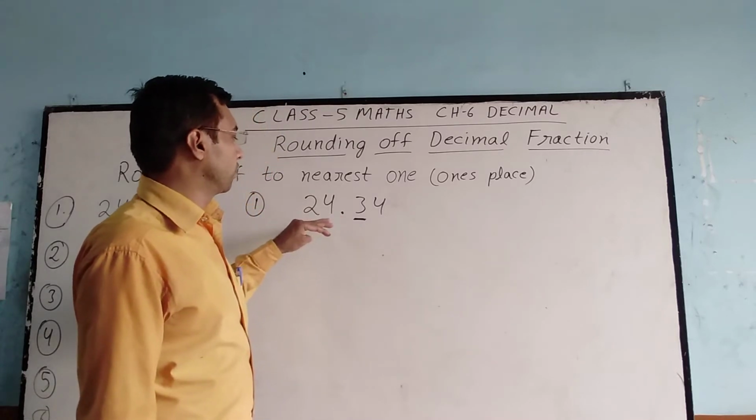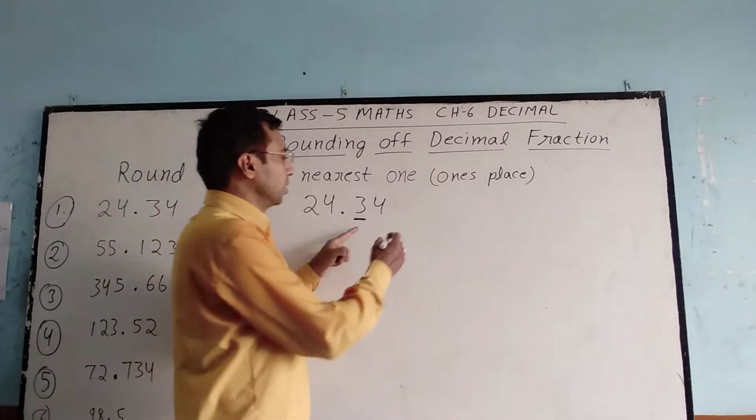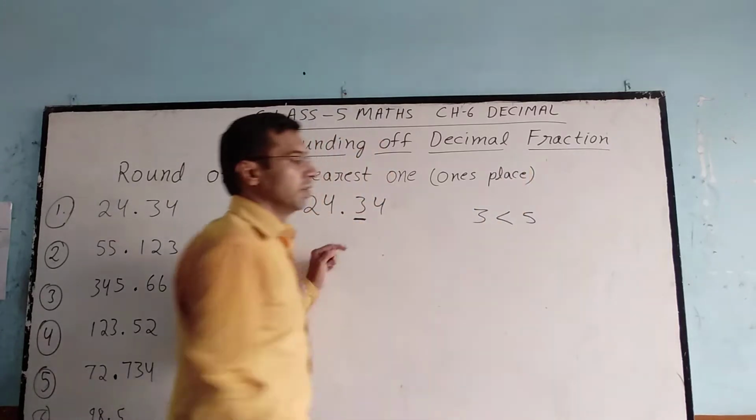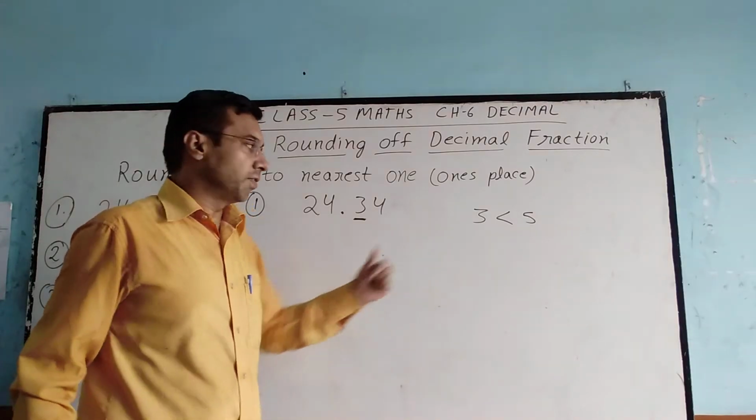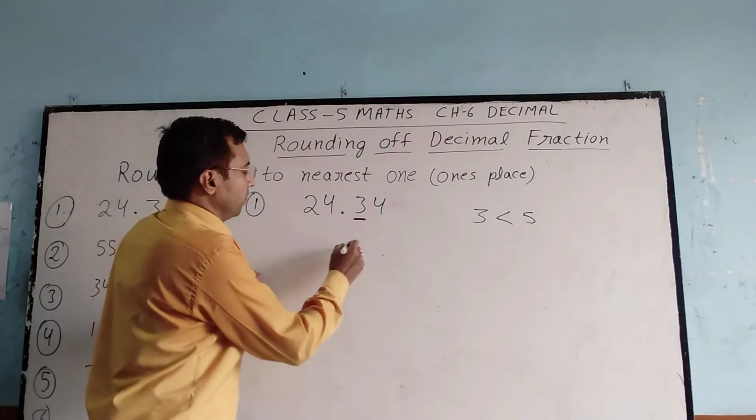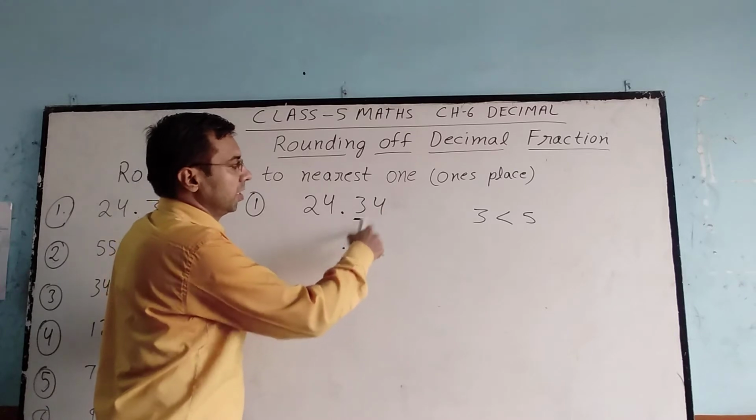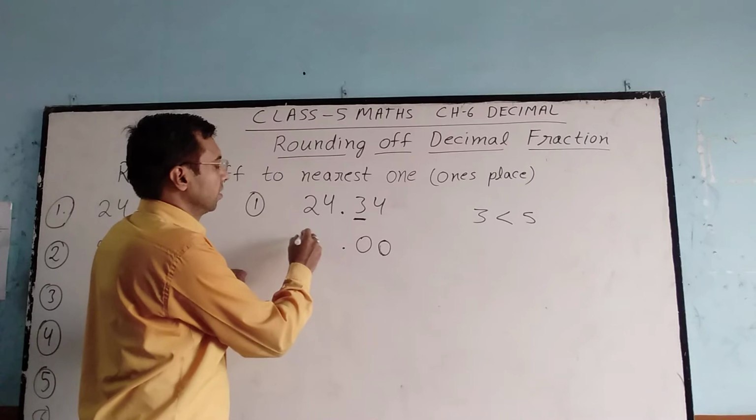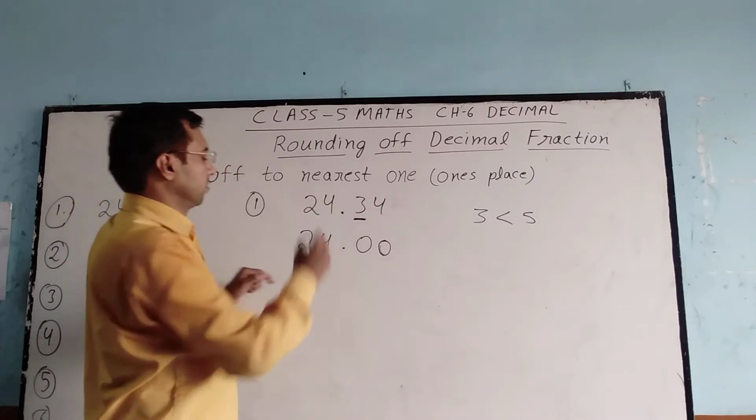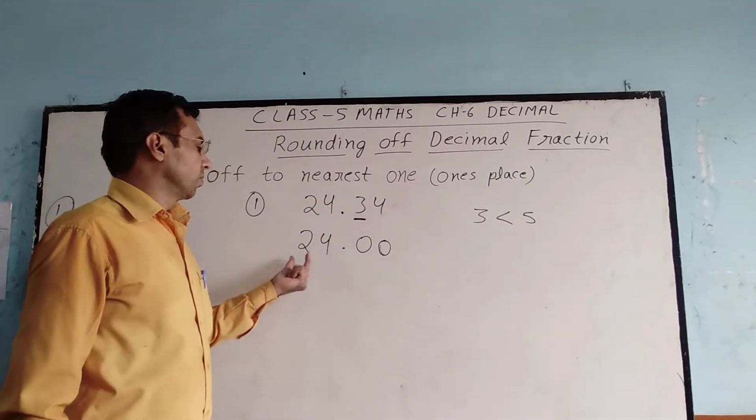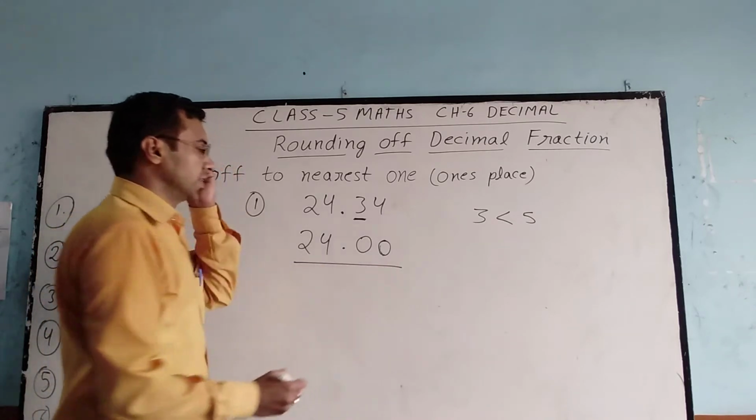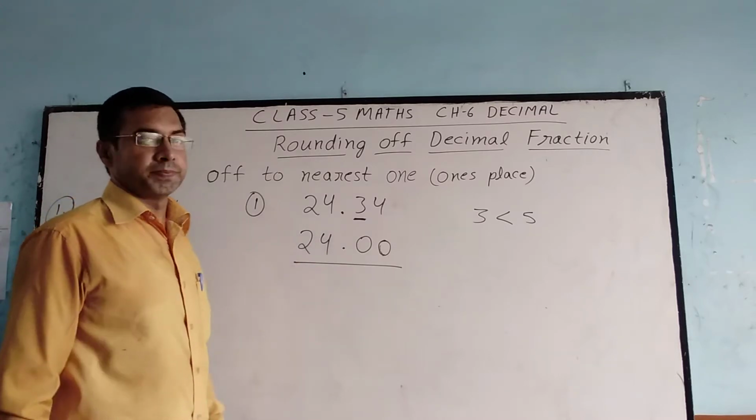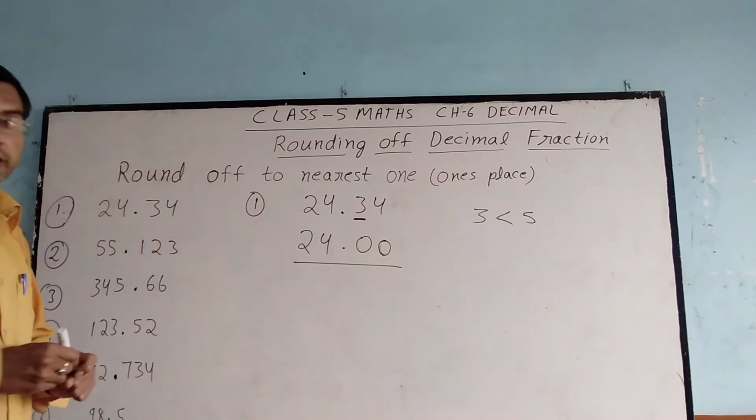Let's see, here we have 24.34. The 10th place digit is 3. 3 is less than 5. So what do we do? We make all the decimal places 0 and there is no change in the whole part. So this is rounded. In this way we round off to the nearest ones place. Now let's see another question.